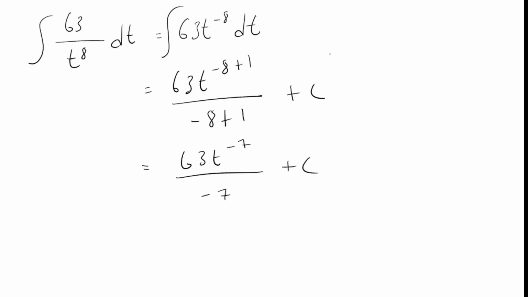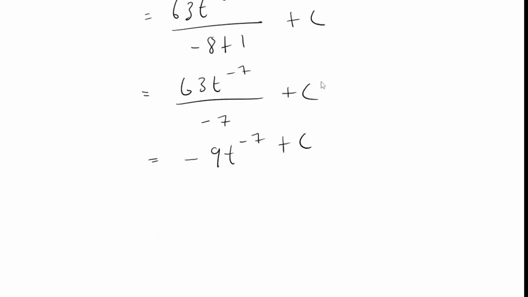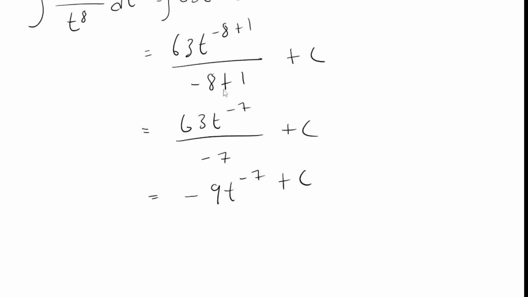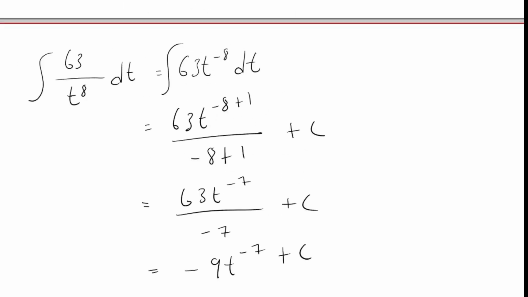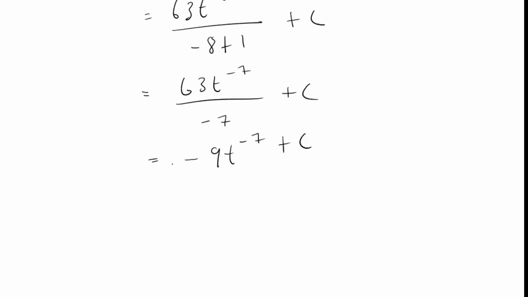And your final answer, if you divide 63 by negative 7, you would get an answer of negative 9, and it would be t to the power of negative 7 plus c. Now we can turn this into a positive exponent by doing this. Remember, we can use the same thing that we did here, but the opposite, right? So it would be equal to negative 9 over t to the power of 7 plus c.